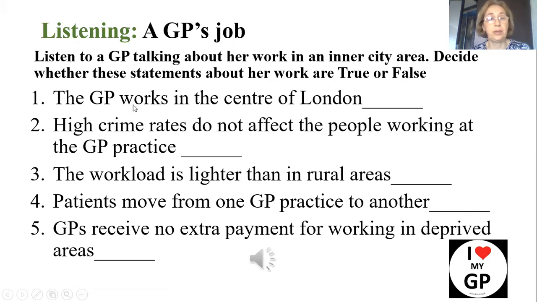You can see the first one is about the location of her work, whether it's in the center of London. The second is about the high crime rates and how it can affect the people. Number 3 is about whether the workload is higher or lighter. And then number 4 about moving patients from one GP practice to another. And the 5th one is about receiving extra payment.